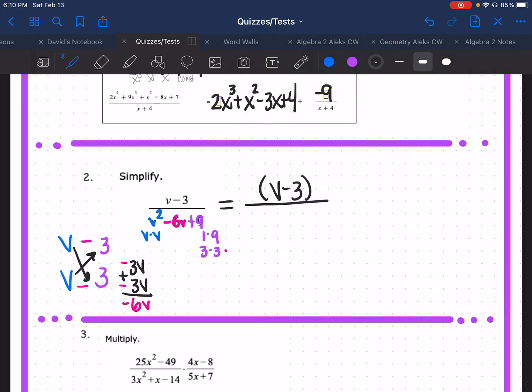So now I have factored the bottom. They are v minus 3 and v minus 3. Now I can look at my numerator and see if my denominator has a match, and it does. So they are going to completely cancel each other out, and what I'm left with is my answer. So I have v minus 3, and since there's nothing left in the top, I'm going to put 1.